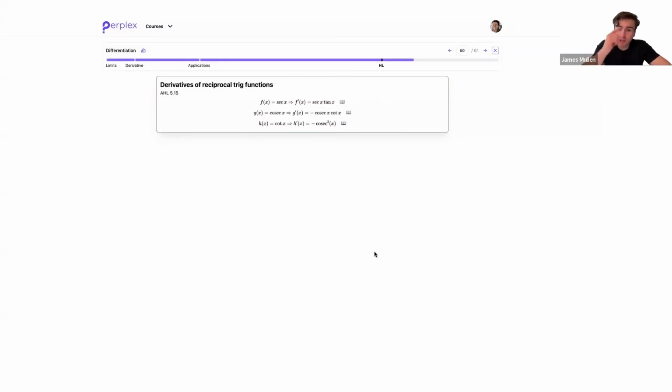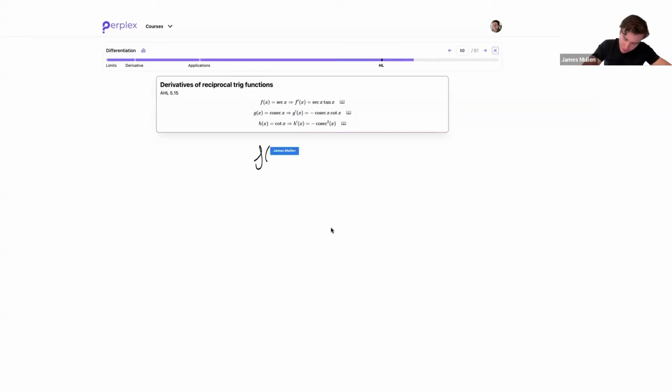Okay, the derivatives of reciprocal trig functions: the derivative of secant is secant tan, the derivative of cosecant is negative cosecant cotangent, and the derivative of cotangent is negative cosecant squared. All in your formula booklet. I do not remember these by heart. I have to check them every time. The SL ones I remember by heart because they're so easy: e to the x, sin x, cos x, whatever. All the others, no, I don't remember them.